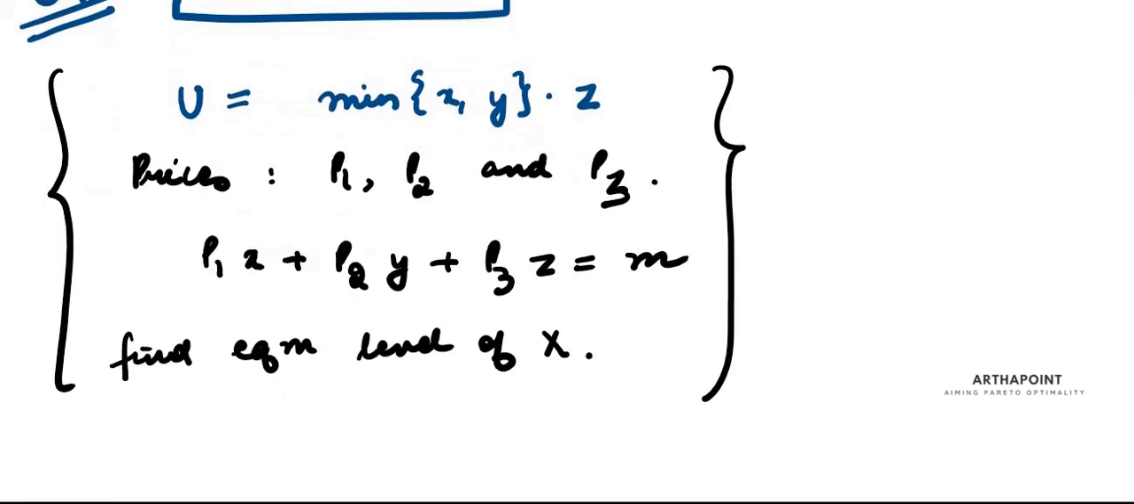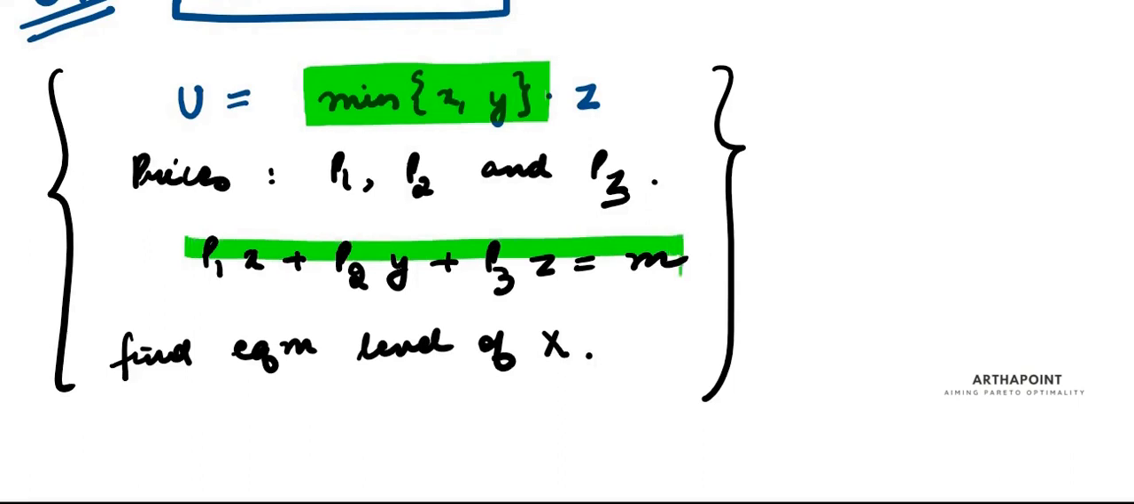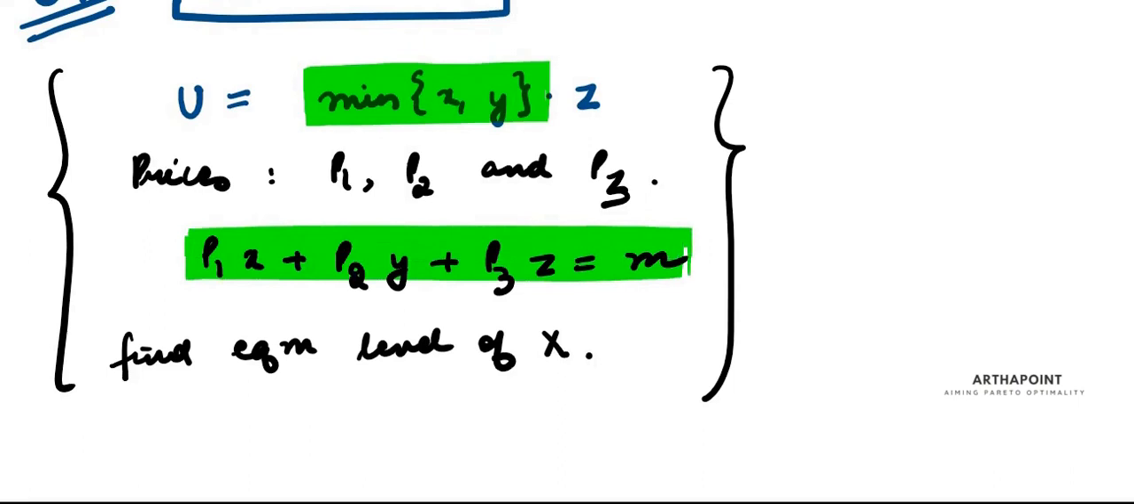So you're given a utility function. The utility function has a min function, but only in some part. See here, it's only in some part that this utility function has a min function, not completely. So you will use the properties of the min function we did, but there is a little more to that. And then this is your usual budget line that is given to you, although in 3 dimensions. P1x plus P2y plus P3z is equal to m. And they asked you to find the equilibrium level of x.